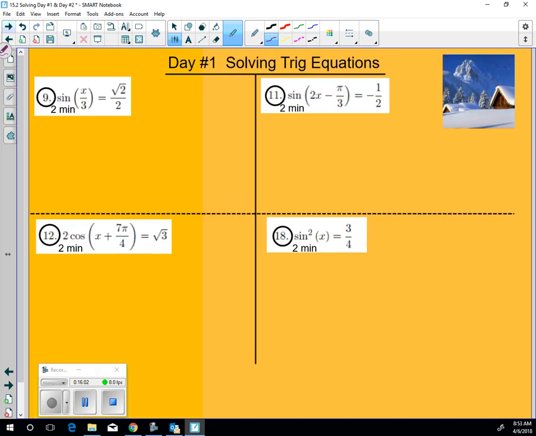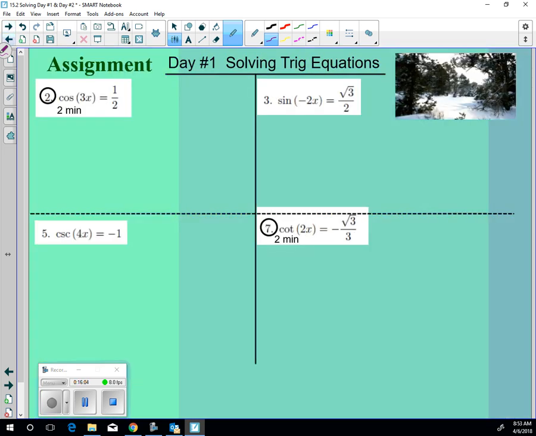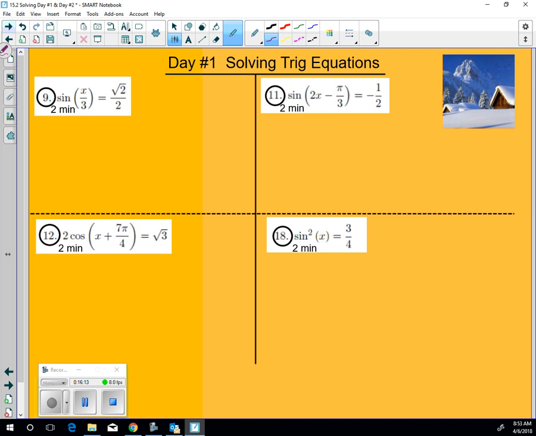Go to your problems, and here's day 1. You're going to get some practice with these multiples, and then lots of practice with the multiples. This one looks like an R4 that we had at one time. If I took the square root of both sides, I would get what on this side? Make my day.